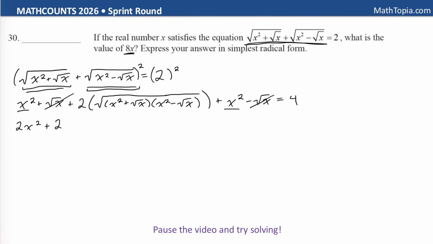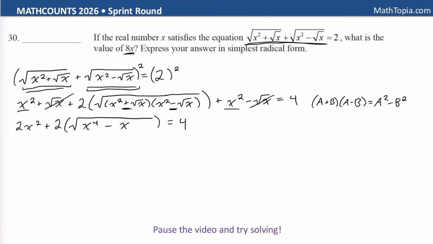Now what's convenient is that we have x squared plus the square root of x times x squared minus the square root of x, which looks similar to, if I were to write it out on the side, a plus b times a minus b, which is just a squared minus b squared. So using that, we still have the square root, but then we have x squared squared, which is x to the 4th, minus the square root of x squared, which is x. And all of this still equals 4. Now we still have a radical, but we can get rid of it by squaring both sides again.